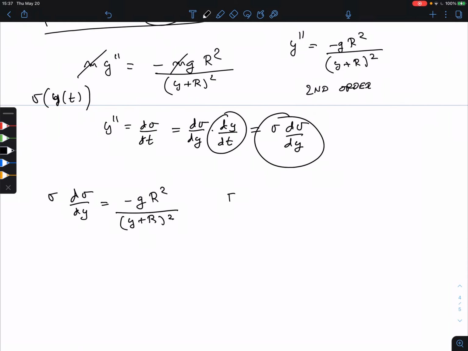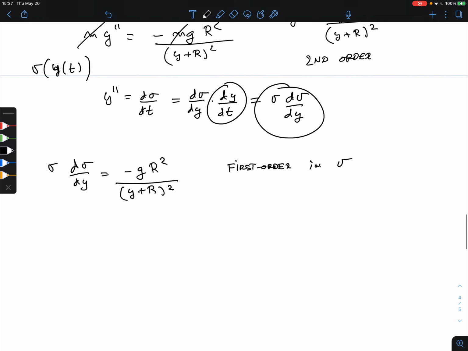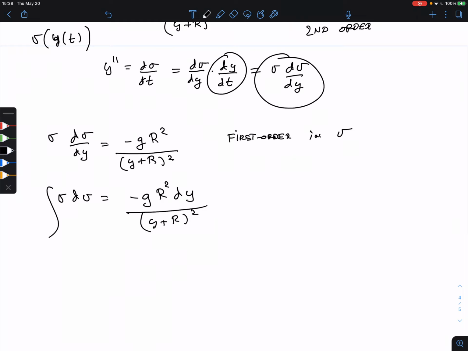This is a first order equation in v. And this is a trick that we will later discuss more. This is the reducing the order trick. And this is now something that we know how to solve. In fact, I think we can separate the variables here, right? This is v dv equals, and then everything else, minus g r squared dy over (y plus r) squared. Okay, and let's integrate.